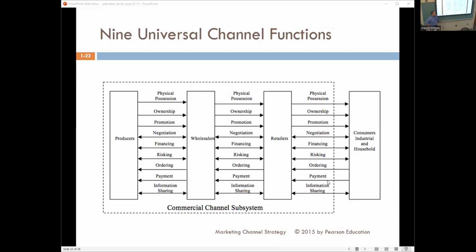The next rule of thumb is specialization is the sign of an efficient channel structure. It goes along with the same rule of thumb that says not all members have to perform all channel functions. You can have specialists who do nothing but order or finance.